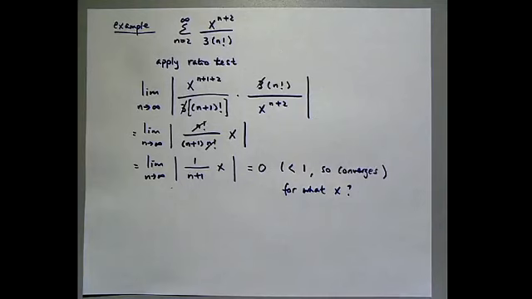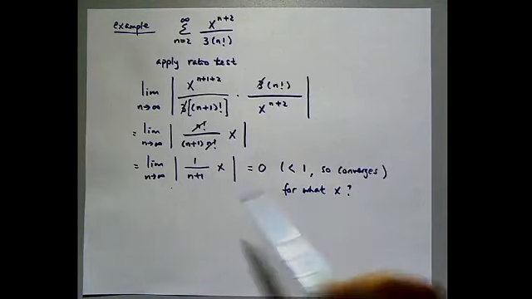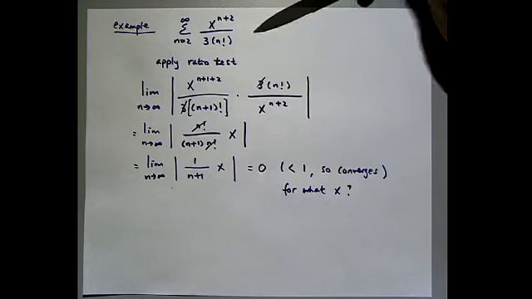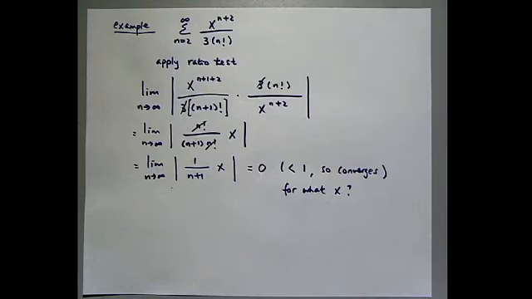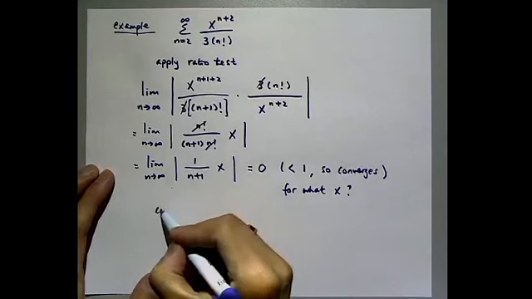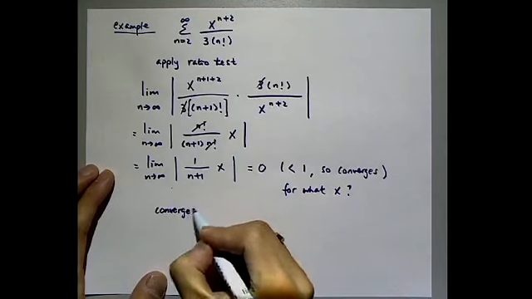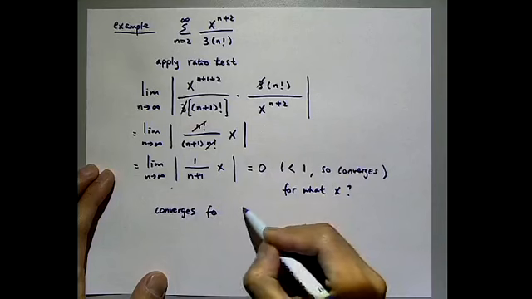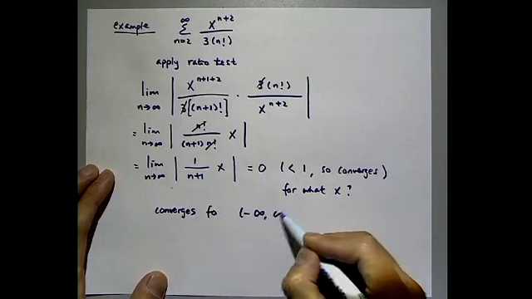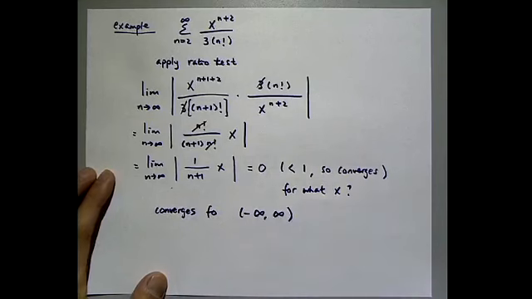Let's just choose a few values of x. If I put in x is equal to 1, is that thing going to converge? If I put in x is equal to pi, is that going to converge? If I put in 17,982, is that going to converge? Yes. So what is the answer to that question? All real numbers. Good. Excellent. So converges for minus infinity to positive infinity.